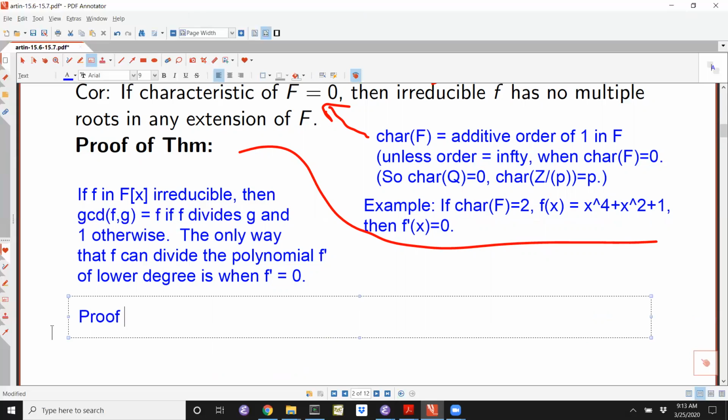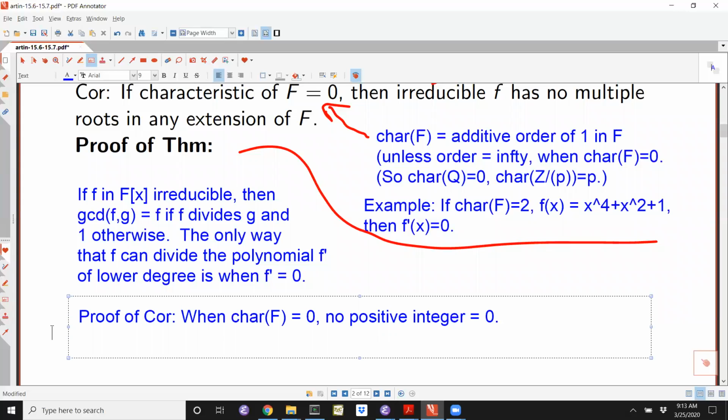Proof of corollary. When the characteristic of F equals 0, no positive integer is equal to 0. Right. So having characteristic 0 is equivalent to saying that you never have a positive integer equal to 0. So f prime of x is going to look something like n times a sub n x to the n minus 1.